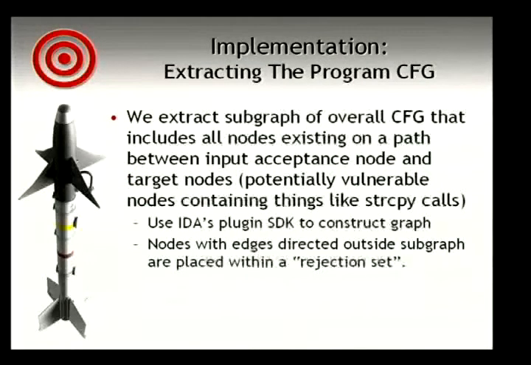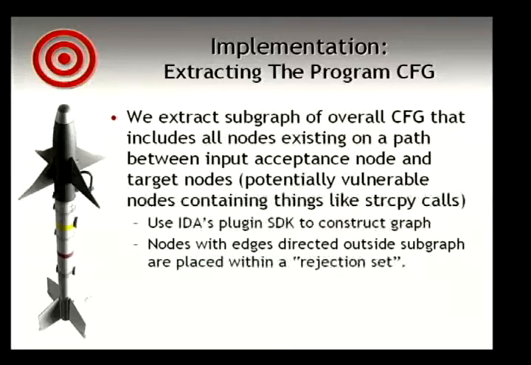So the first thing we need to do for the implementation is to extract the subgraph of the overall control flow graph that includes all the nodes existing on a path between what we're going to choose as our source and our destination. To get the entire control flow graph, we're using IDA. We wrote a little plugin to spit out the control flow graph. And then we're going to squeeze in on it as far as the part we're interested in.